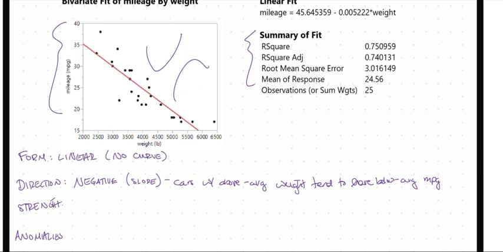In terms of the strength, visually, it looks like there's a fairly strong relationship. All the points are fairly clustered around this imaginary line. So there's a moderately strong relationship.